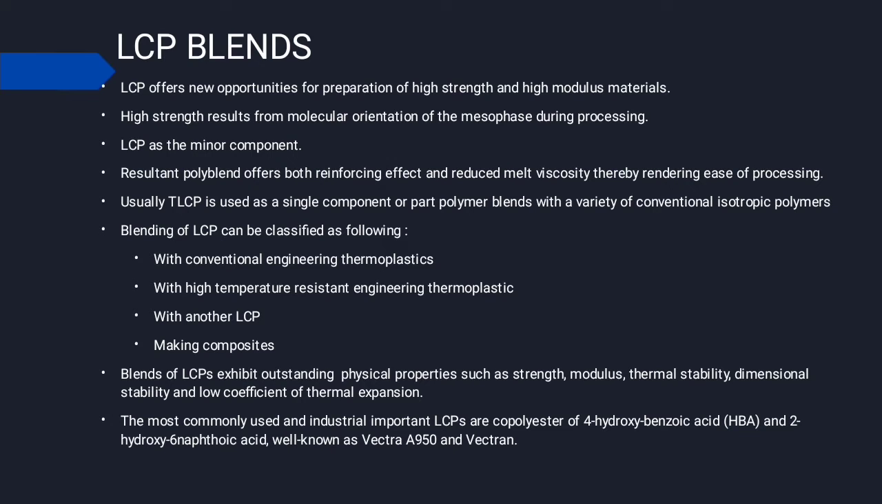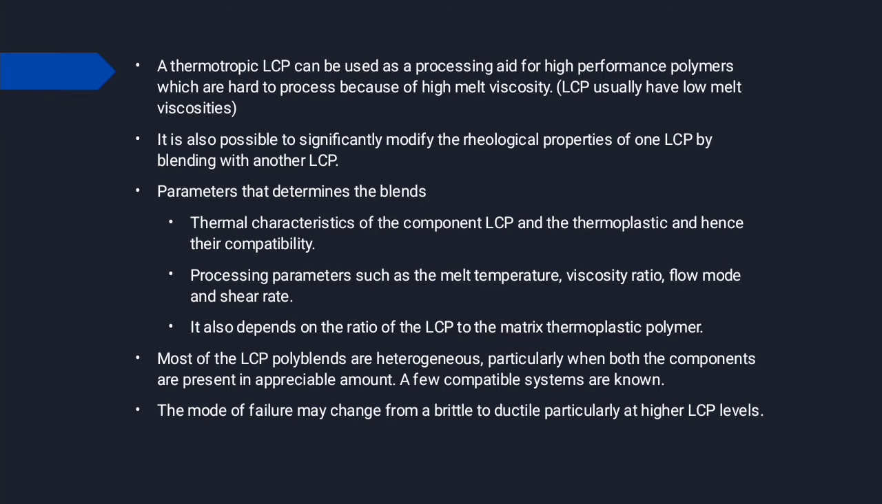The most commonly used and still important LCPs are the copolymers of 4-hydroxybenzoic acid HBA and 2-hydroxy-6-naphthoic acid, well known as Vectra A950 grade and Vectran. The next one is that thermotropic LCPs can be used as a processing aid for high performance polymers which are hard to process because of high melt viscosity. LCPs usually have low melt viscosity, and that's why thermotropic LCPs can be used in this process.